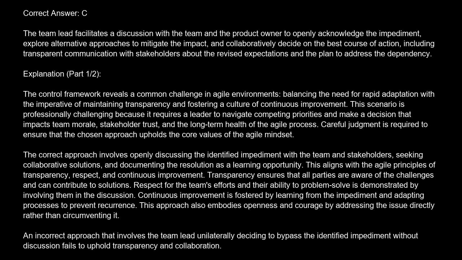The correct approach involves openly discussing the identified impediment with the team and stakeholders, seeking collaborative solutions, and documenting the resolution as a learning opportunity. This aligns with the Agile principles of transparency, respect, and continuous improvement. Transparency ensures that all parties are aware of the challenges and can contribute to solutions. Respect for the team's efforts and their ability to problem solve is demonstrated by involving them in the discussion. Continuous improvement is fostered by learning from the impediment and adapting processes to prevent recurrence. This approach also embodies openness and courage by addressing the issue directly rather than circumventing it.